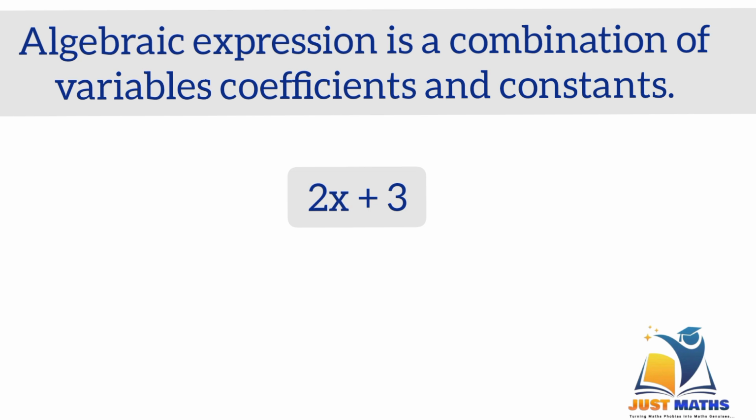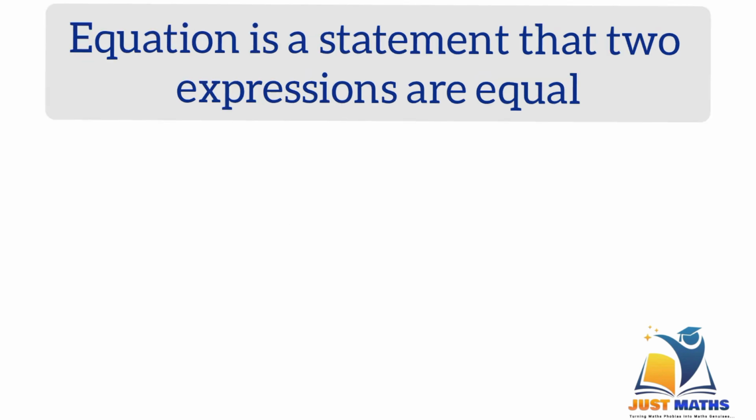It's an algebraic expression. Then an equation is a statement that two expressions are equal. A statement that shows that two expressions are equal is an equation. Example, 2x plus 3 equals 5. This is an equation. It goes with the equation sign, the equal to sign.